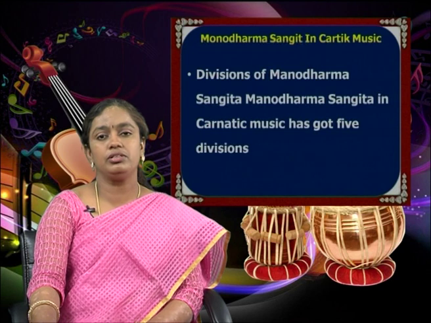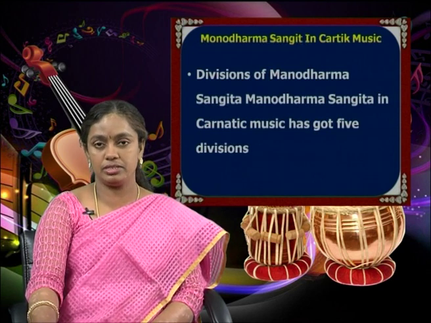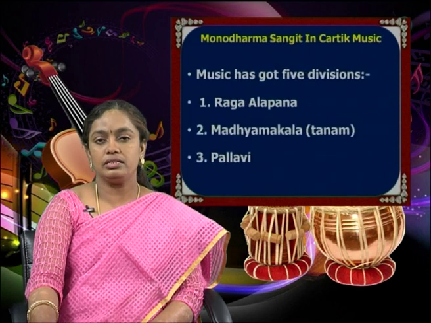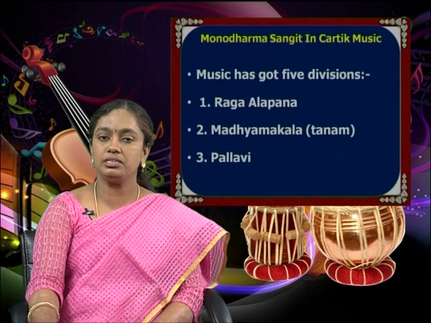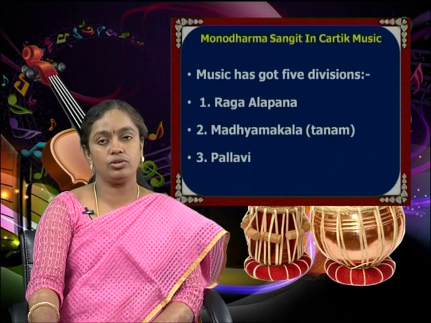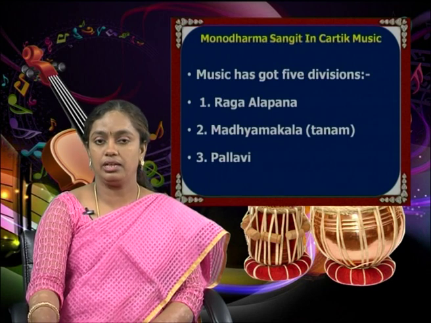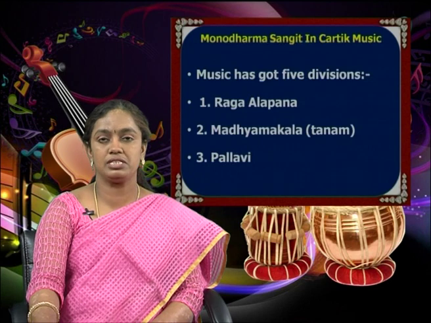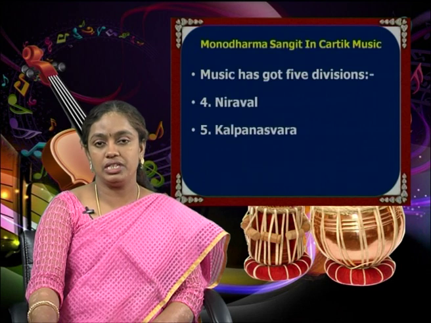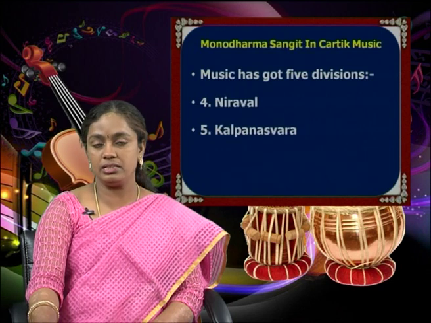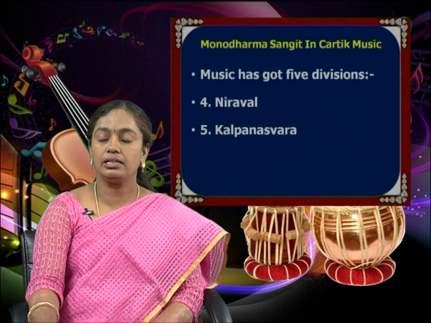The divisions of Manodharma Sangeeta in Carnatic music has mainly 5 divisions. The first is Raga Alapana and the second is Madhyama Kala, also called Tanam. So the first one is Raga Alapana, the second one is Tanam and the third part of Manodharma Sangeeta in Carnatic music is Pallavi. The fourth part is Niraval, and the fifth one is Kalpana Swara.